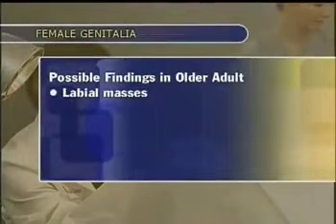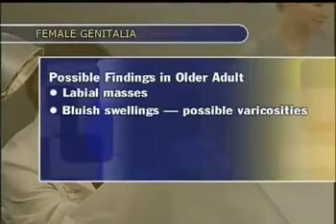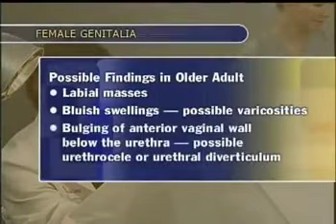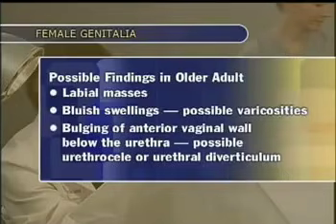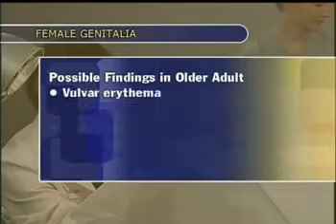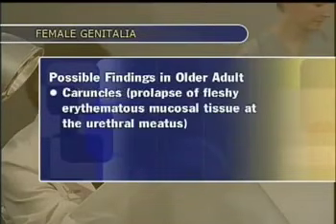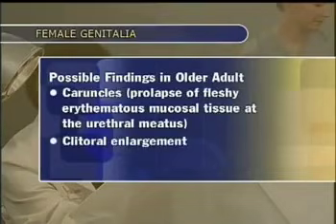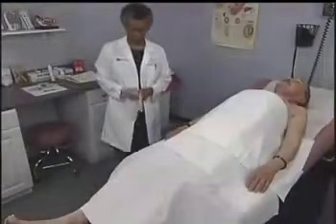Look for labial masses. Bluish swellings may be varicosities. Bulging of the anterior vaginal wall below the urethra may indicate a urethrocele or urethral diverticulum. Look for any vulvar erythema. Inspect the urethra for caruncles or prolapse of fleshy erythematous mucosal tissue at the urethral meatus. Note any enlargement of the clitoris.